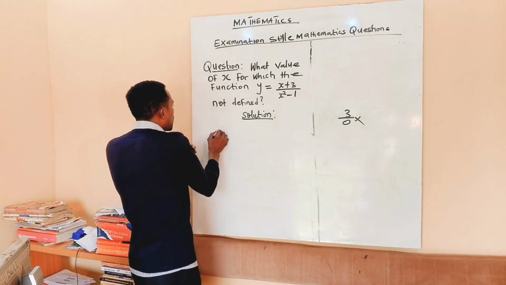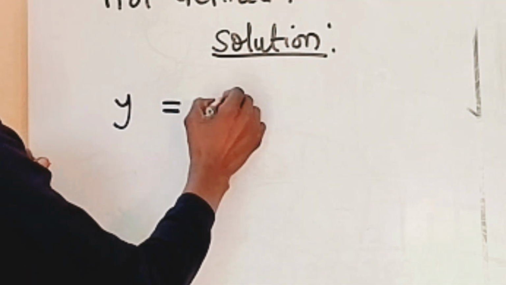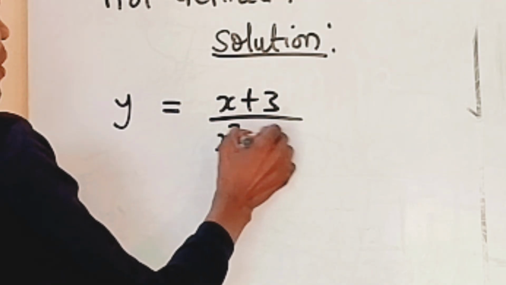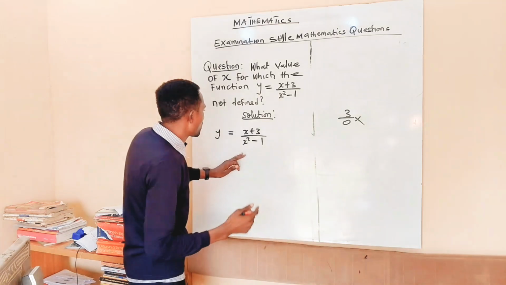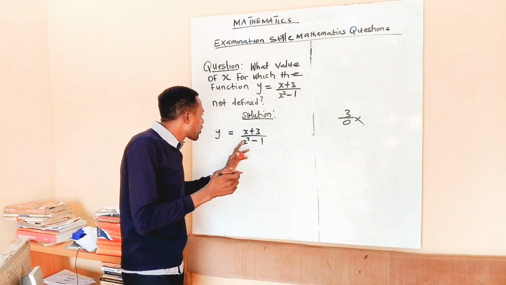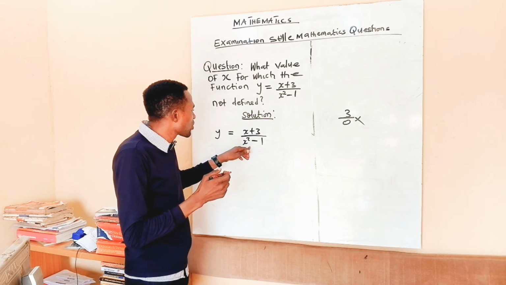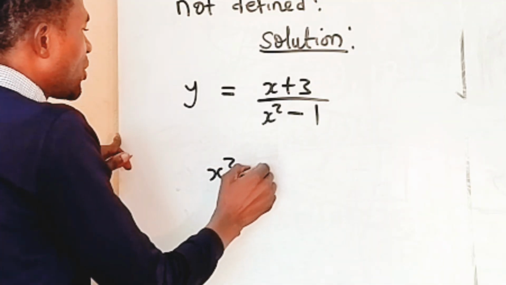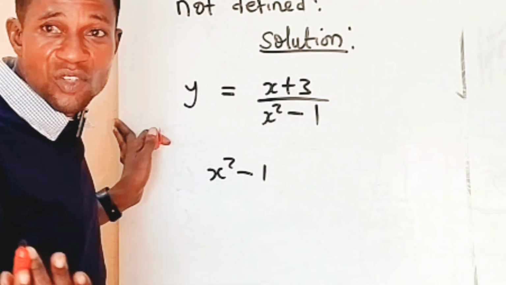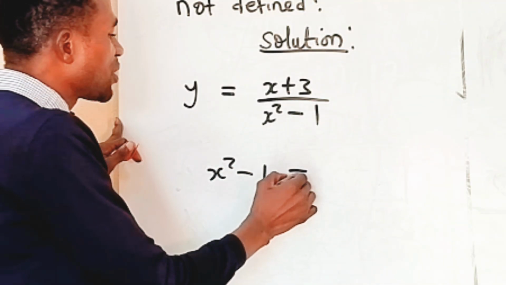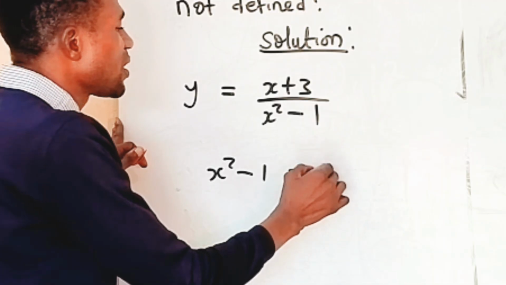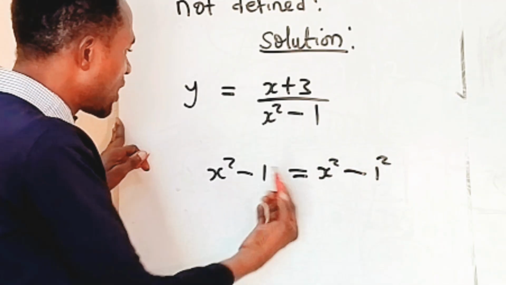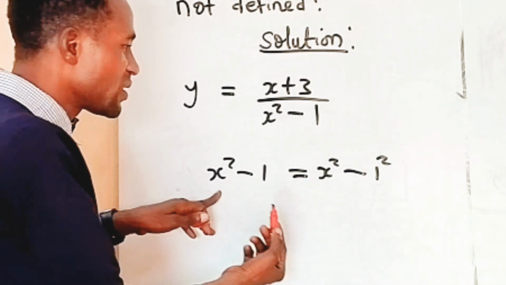We say y is equal to x plus 3 all over x squared minus 1. Of course, this is a function. We are going to consider the denominator here. And of course, x squared minus 1 is a difference of two squares. So for that reason, we are going to have x squared minus 1 squared, of course. 1 squared is 1 and x squared is still the same.